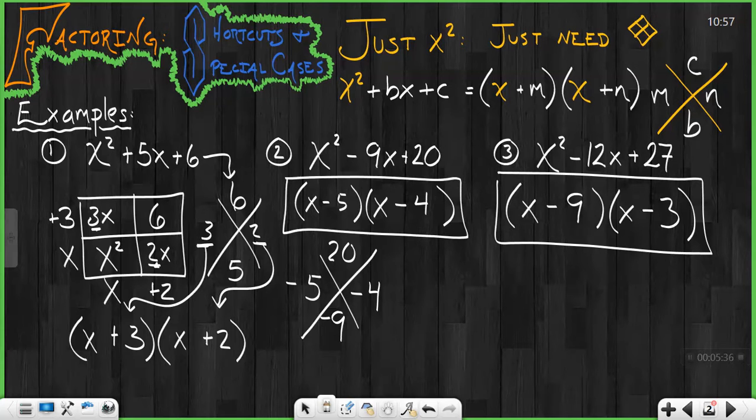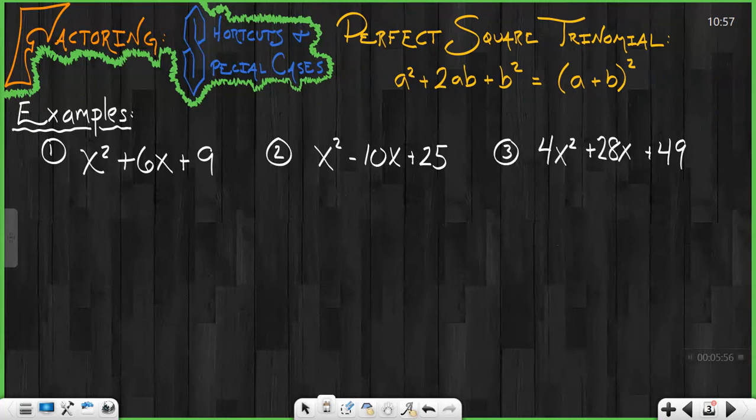So that's what we're looking at as we use the just x squared shortcut. You just need an x in both of the groups, and you just need your diamond problem where our constant is the product because the coefficient of x squared was only 1. And the sum is still the coefficient of x, and you can use that to get to your groups right away. That's our just x squared shortcut. Let's look at our next one.